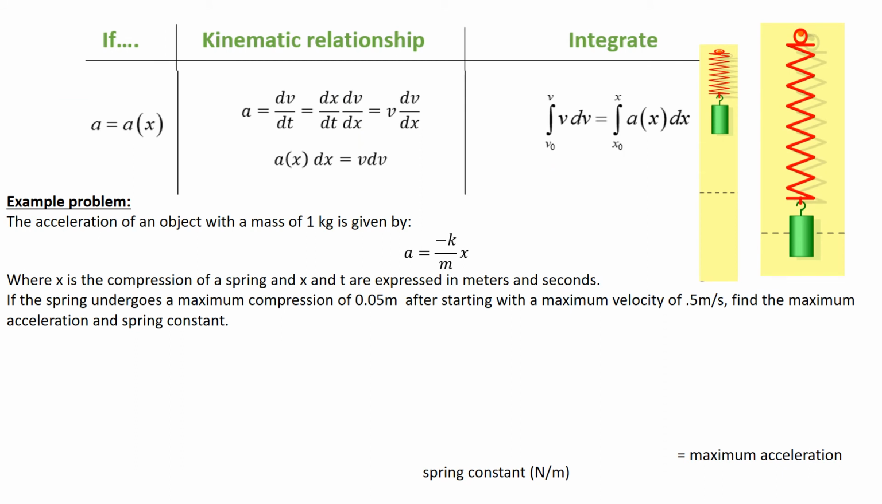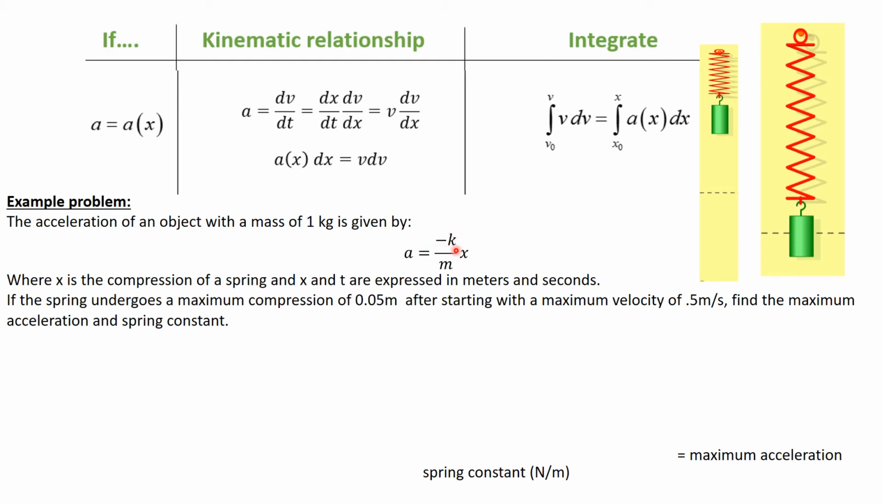Here's that equation again, and this time we're looking at acceleration as a function of position. It's negative, so that's that mirror image that you saw on the graphs. When position is up, acceleration is down. When position is down, acceleration is up. So we have that negative relationship.